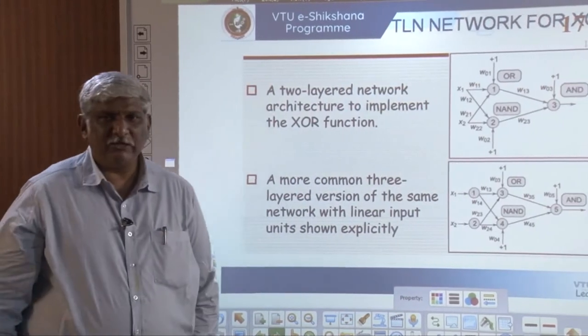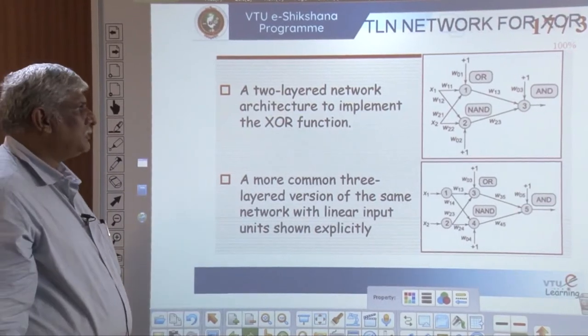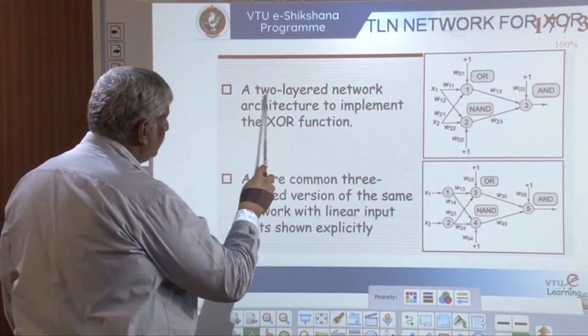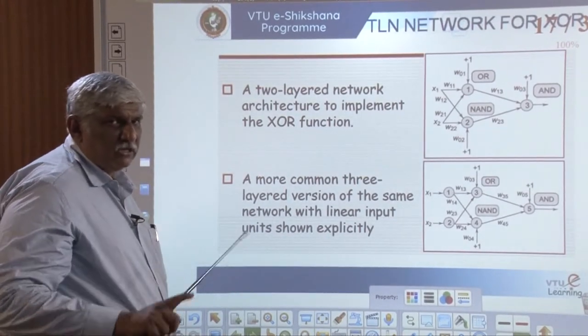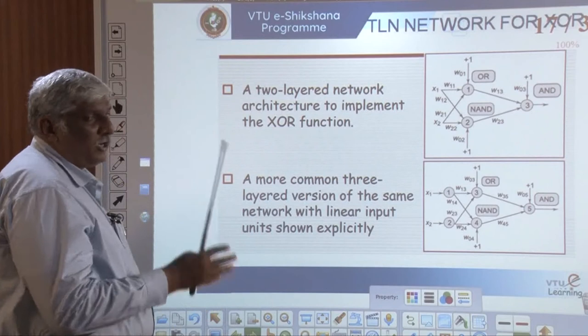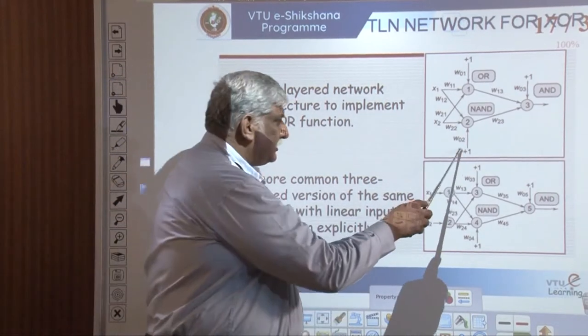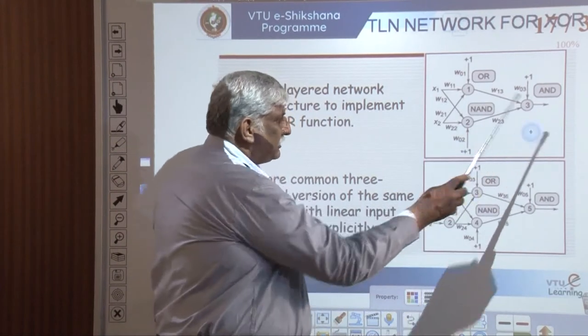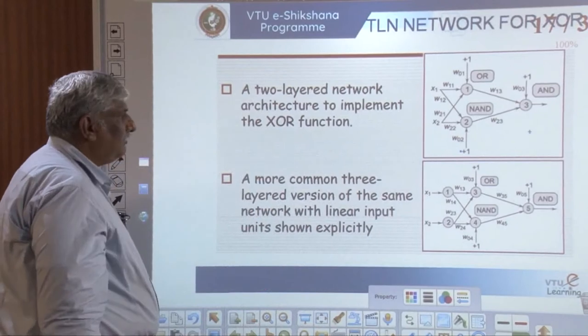So, this is going to be a simple circuit, right, or a network that can be useful for solving this XOR problem. So, it is a two layered network. So, here so far we have discussed about single layers. Now, we are actually getting into two layers, which is a part of the multi-layer networks. So, here this can be considered as layer 1, this can be considered as layer 2, right. It is going to be a two layer network and the architecture to implement the XOR function.